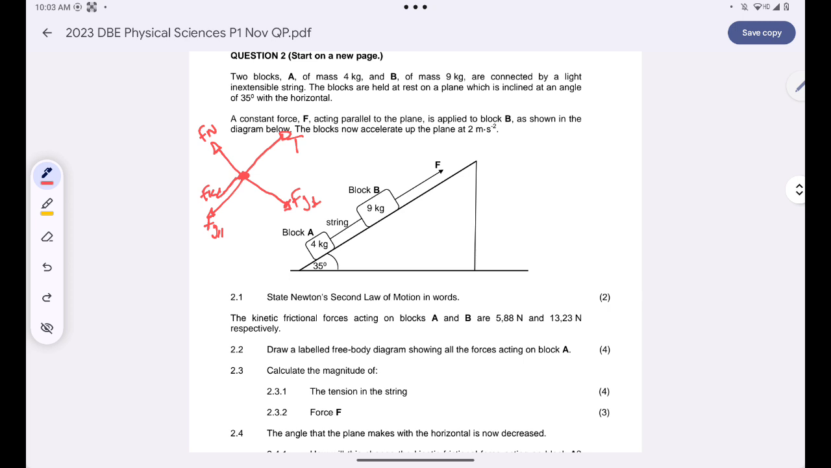But please, guys, whenever you write, do not write just T. You must write in full: tension, F normal, F friction, gravity parallel, gravity perpendicular. Just do that, guys.